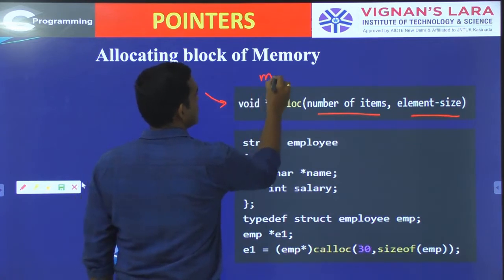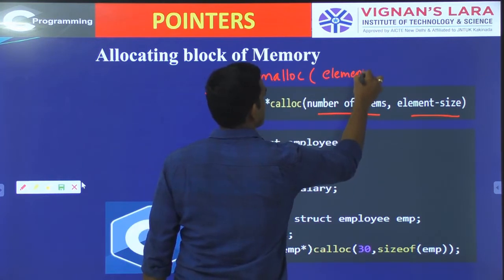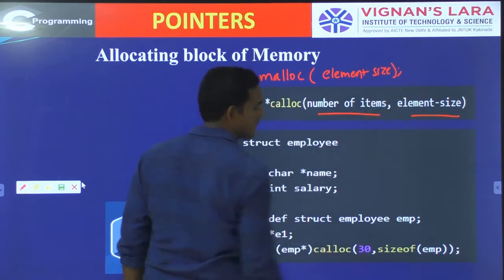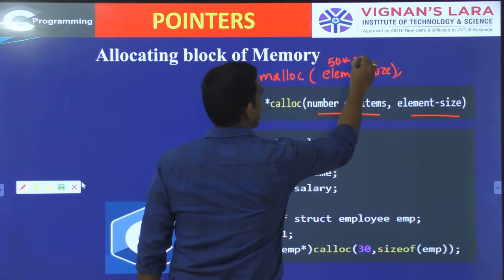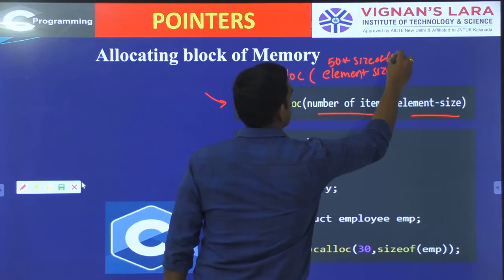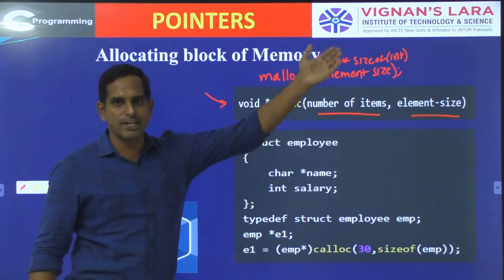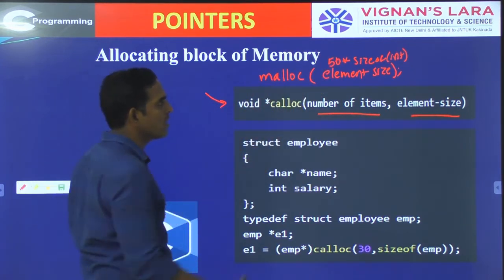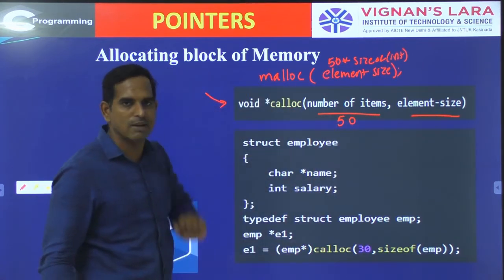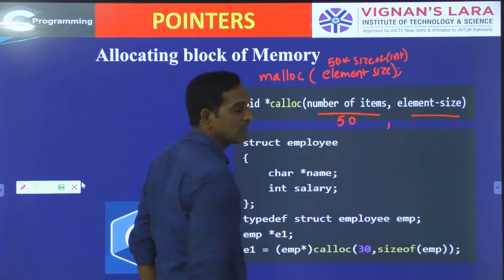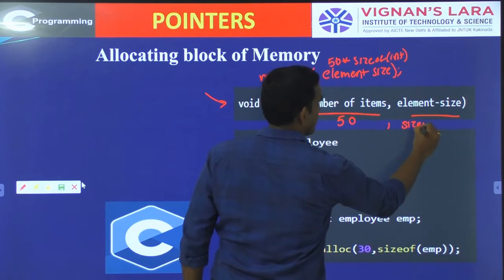In the previous one, if you see, malloc takes the element size directly. If I want 50 integers, how do I specify it? 50 into size of int. If I want memory for 50 integers, I specify 50 into size of int. But in calloc, I specify the number of items I want first, that is 50 elements. Then I specify the element size. What is the element size? That is, I want the element size of an integer.